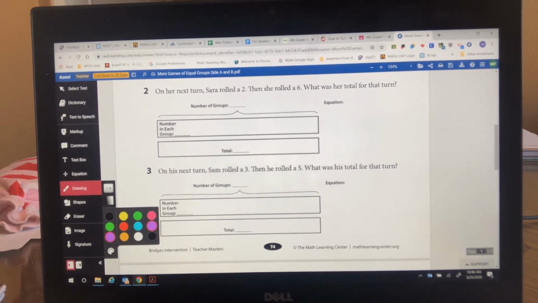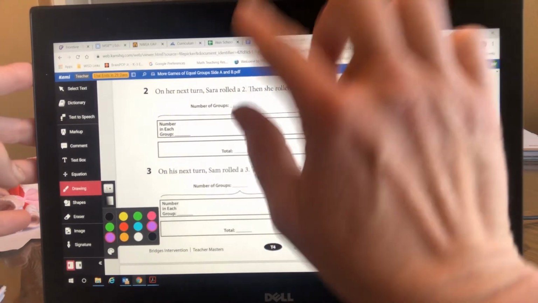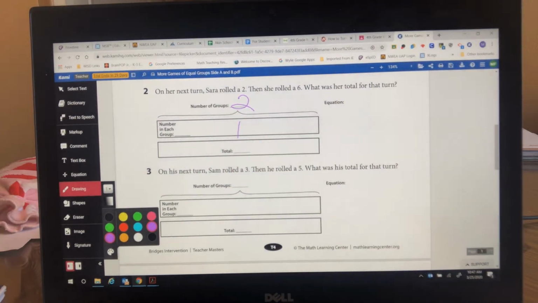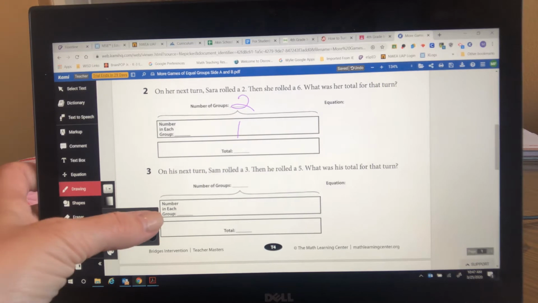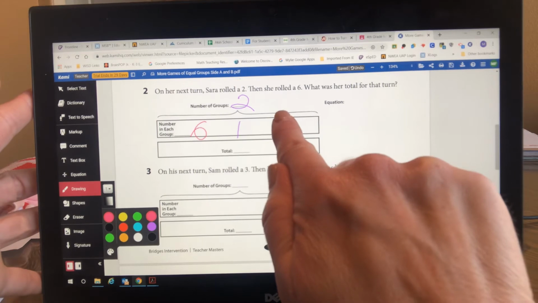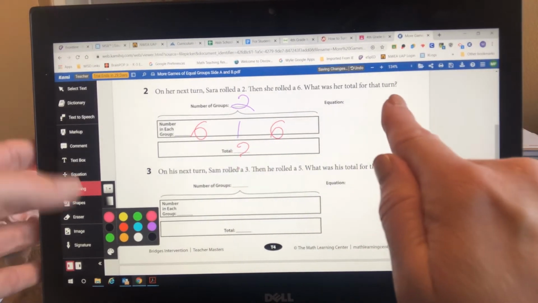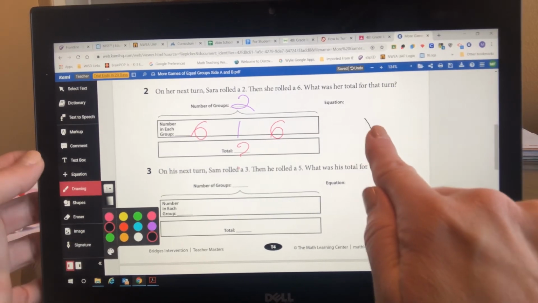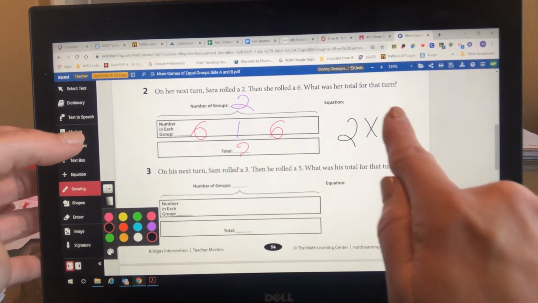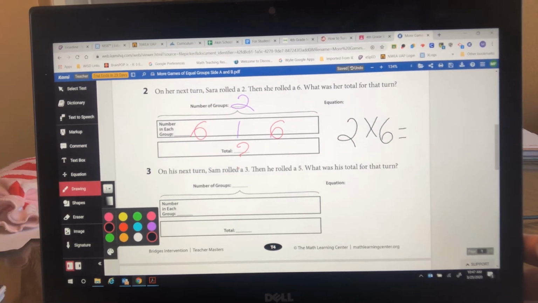Okay, on number 2, it says on her next turn, Sarah rolled a 2. So that's my number of groups, and I'm going to divide my bar into 2 equal parts. It says then she rolled a 6. So I'm going to put a 6 on this side and a 6 on this side. I'm looking for my total, which means this is an equal groups multiplication problem, and I've got 2 groups of 6. So now I'm going to count by 6s 2 times.